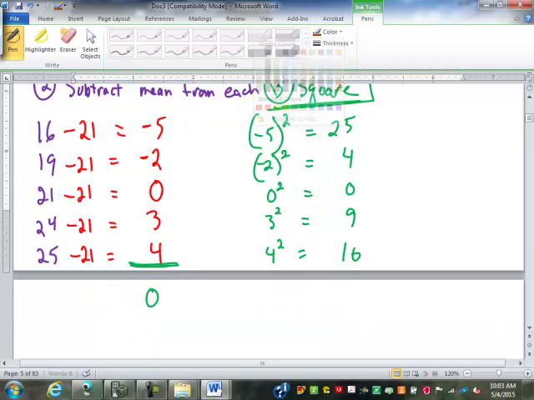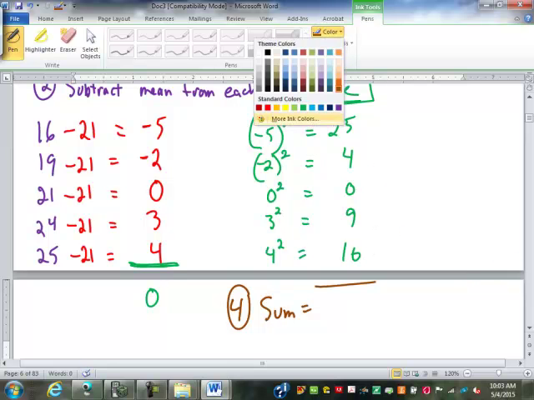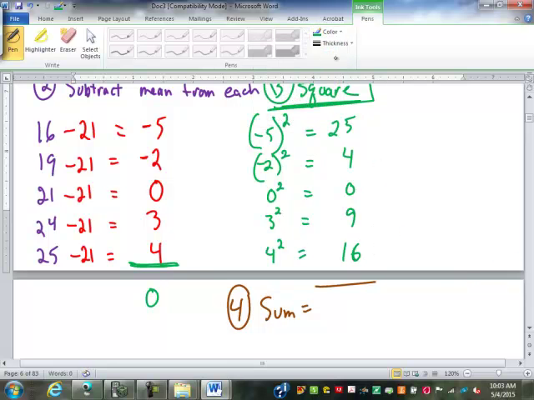Step 4. You know what the word sum means? Sum means to add them up. So I have 25, 4, 0, 9, 16. They add up to 54. Is that what you guys get?